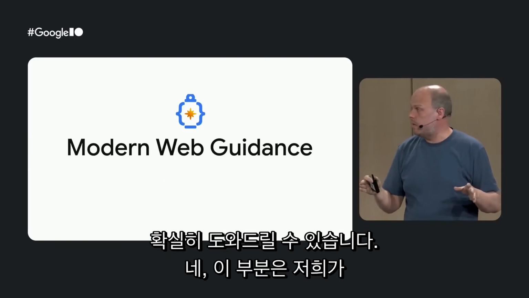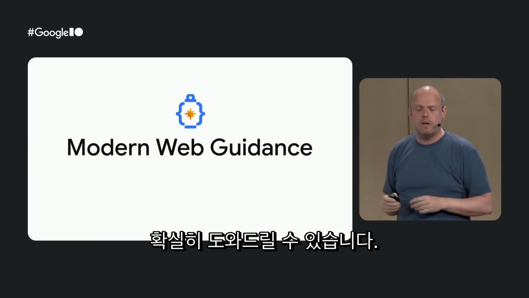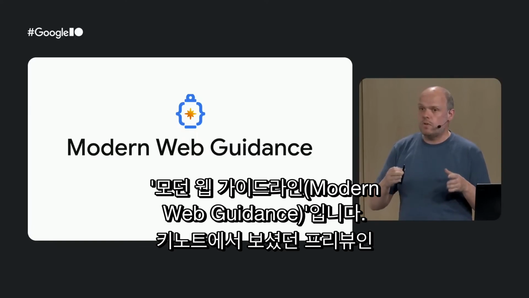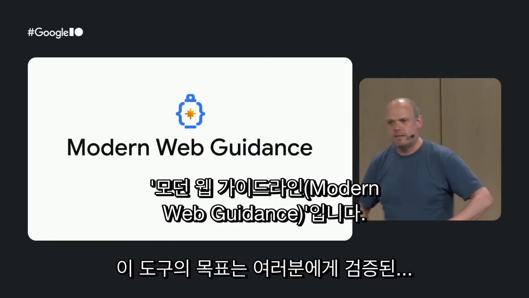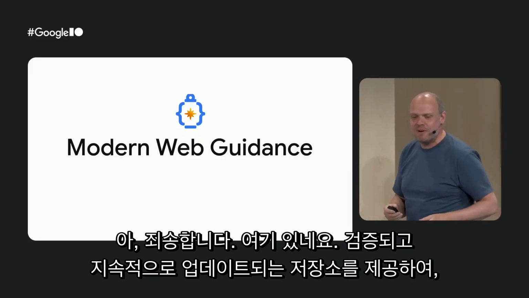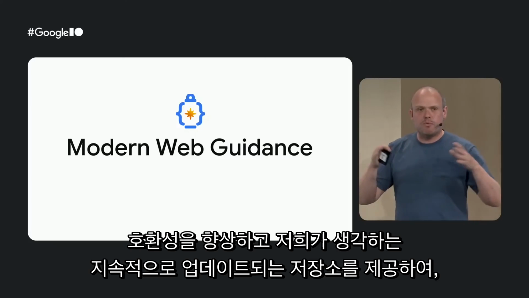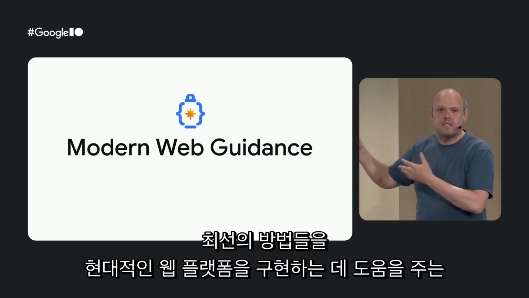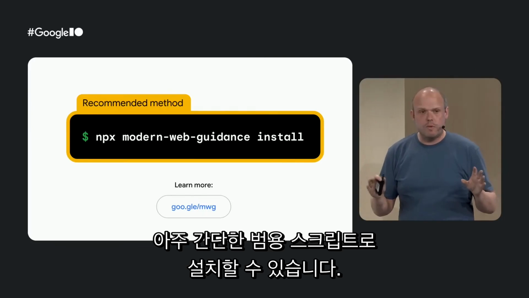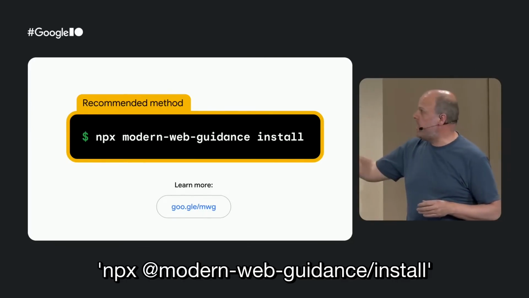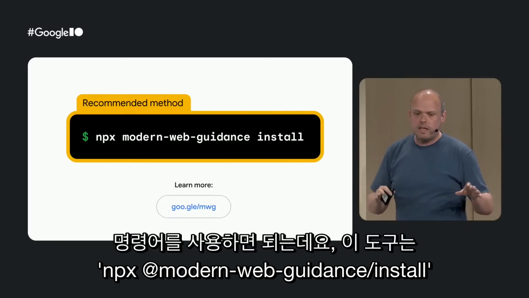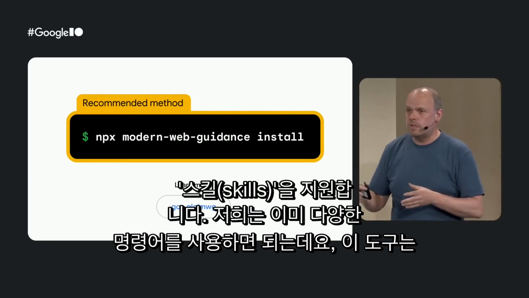One way that we're doing this is with the preview that you saw in the keynote, which is Modern Web Guidance, a skills pack. The goal here is to give your tools a validated, evergreen repository of the best ways to improve compatibility and implement what we think is the modern web platform. You can install it with a simple universal script, npx modern web guidance install, which means it should work in any IDE or CLI that you have that supports skills.